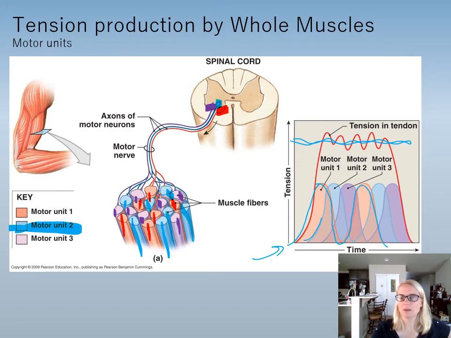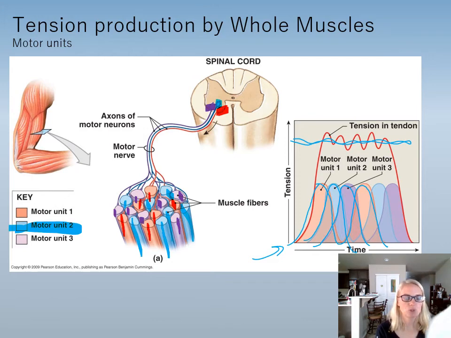But in the meantime, motor unit 2 had a turn, motor unit 3 had a turn, and then each one gets to rest before they're called upon to maintain tension in, say, a big back muscle or a leg muscle for standing upright, or your neck muscles to make sure you're not floppy over during the day. When you're sleeping, it's okay to be floppy over. Okay. So we did that.